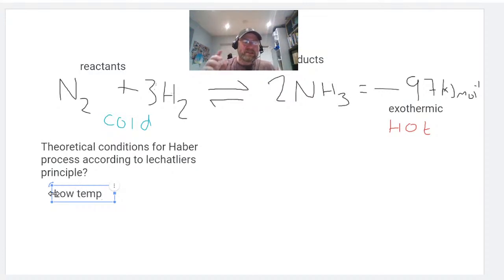Why? Because this dude Le Chatelier said, whatever you do to the reaction, it will try and counter the change. So if I make you hot, the reaction's going to say, hey, you're heating me up. I'm going to try and cool down. So it's going to go to the cold side. So if I want to encourage it to go to the hot side, I need to use a low temp. If I use a cold temperature, the reaction's going to go, oh, this is cold, I'm moving to the hot side.